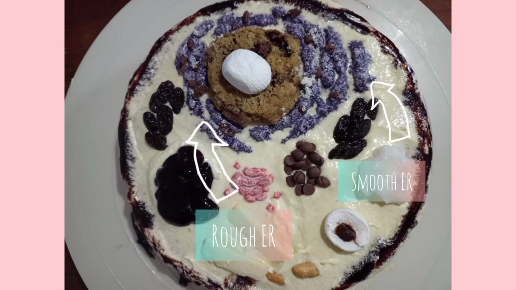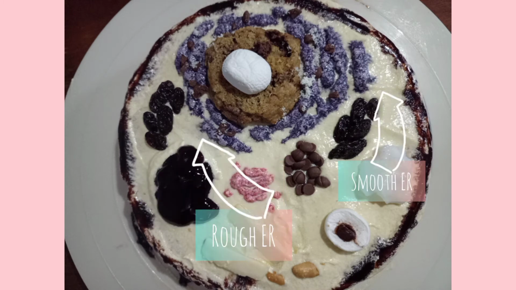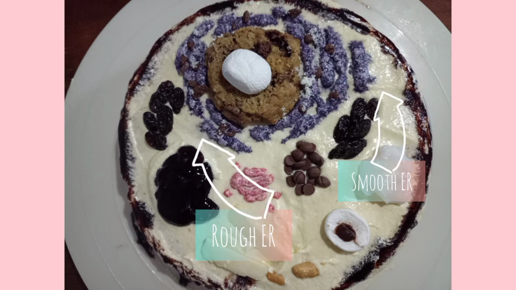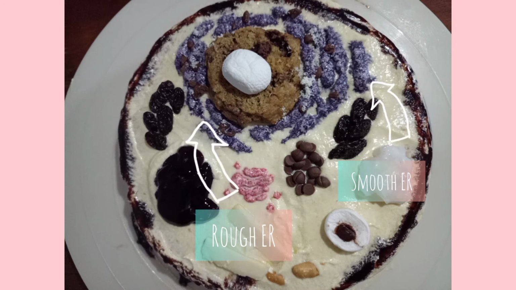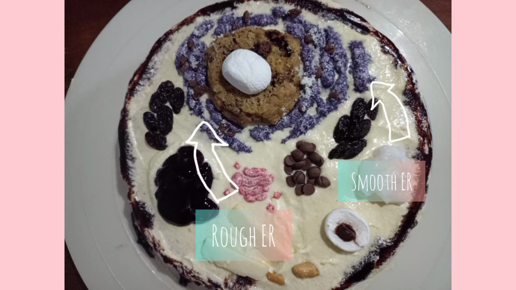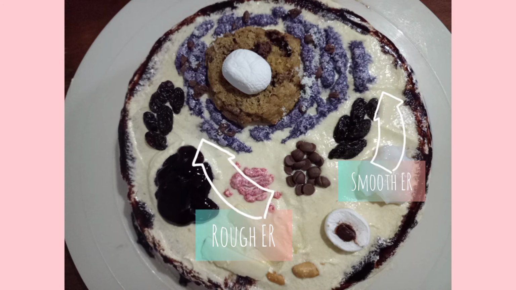Endoplasmic reticulum is a continuous folded membranous organelle made up of thin network of flattened interconnected compartments that connects from the cytoplasm to the cell nucleus. There are two types of endoplasmic reticulum: the rough, which is in charge of protein synthesis, and the smooth, which is in charge of lipid synthesis. I use purple frosting to be able to imitate the thin folded membranes.